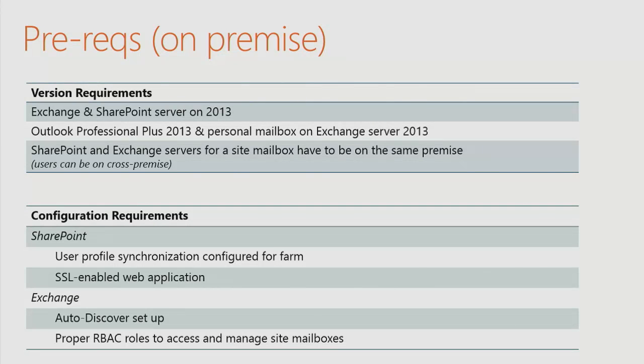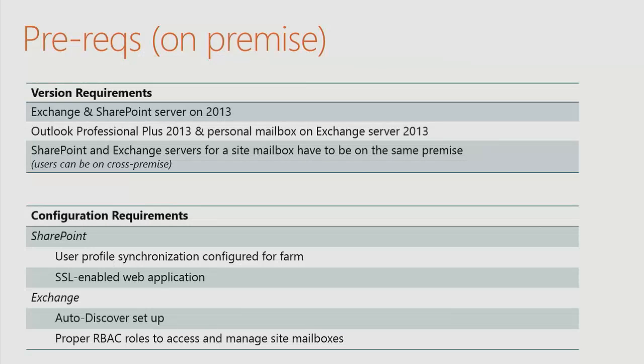The next one is the configuration requirements. From the SharePoint farm, you want to make sure that you have user profile synchronization configured, and also that SSL-enabled web applications are enabled. And then on the Exchange side, you want to make sure that Autodiscover is set up and that you have the right RBAC rules for accessing and managing these site mailboxes.